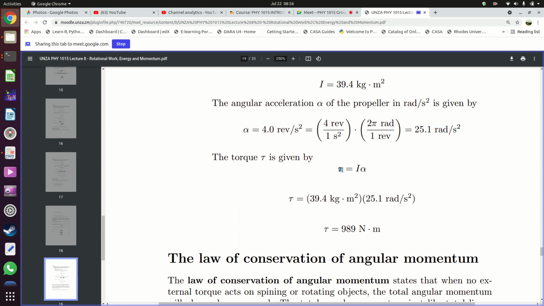Next, now we can work out our torque. Our torque, tau, is going to be equal to the moment of inertia multiplied by alpha. So in this case, our torque, tau, is going to be 39.4 kg meter squared multiplied by 25.1 radians per second squared, and we end up having our torque, which is equal to 989 newton meters. So that's going to be our torque.